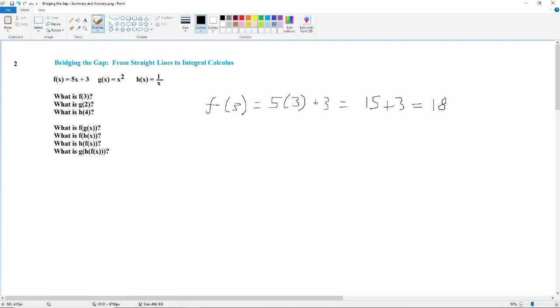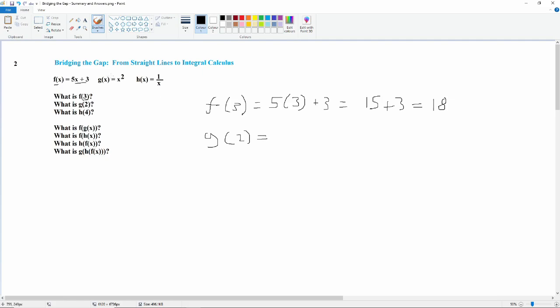Okay, so that's f of 3, because we know what f is, because f is defined here as 5x plus 3. And we know the value of x because it's the number that's inside the brackets here. So we're just taking this 5x plus 3, and where we see x, we're substituting in 3. So we do the same for g of 2.